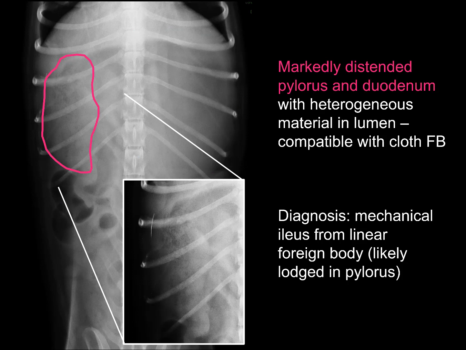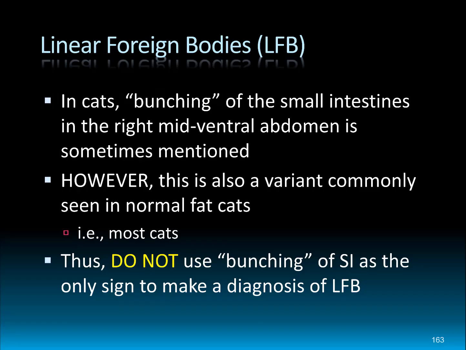It's a little hard to see. I changed the contrast here, but up in the area of the pylorus and leading into the duodenum, you can see this heterogeneous material. So this is the cloth that this dog had eaten, resulting in the plication downstream.